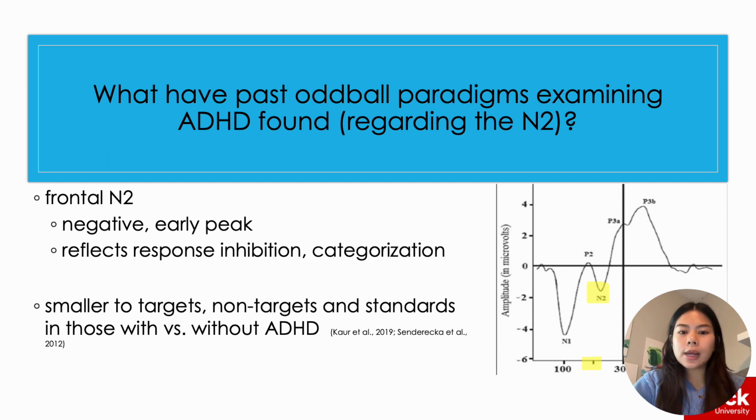So as you can see here in my little figure, for my graph, you can see that the N2 I highlighted, and it is a negative going peak occurring around the 200 millisecond range, but that can vary up to a little over 320 milliseconds as well. The N2 from past research has been reported to be smaller to target stimuli, non-target stimuli, and standard stimuli in those with ADHD compared to those without ADHD.